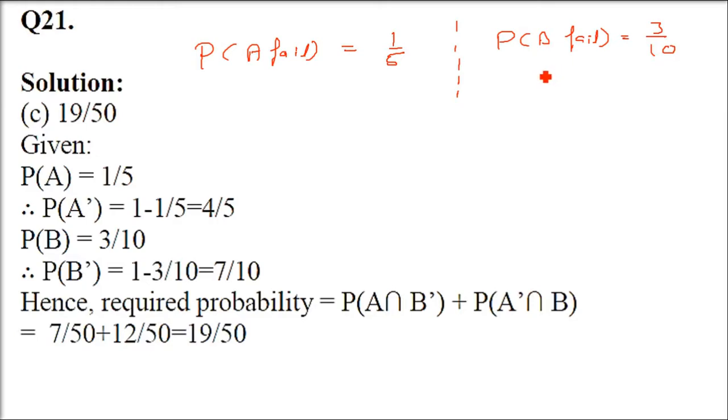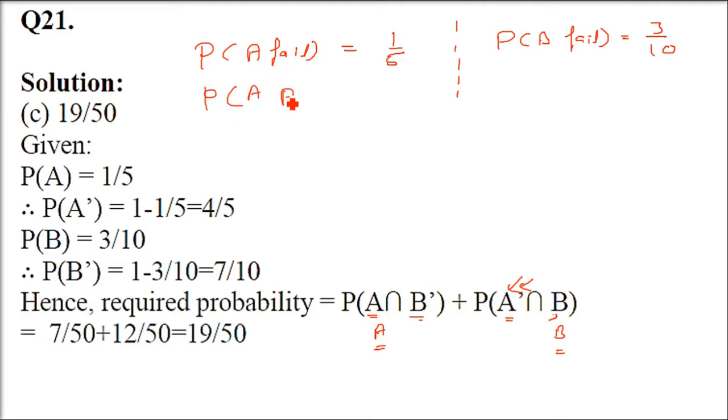So in order to do that, what we will do? See, this is A failing. So we are taking A fail and B pass intersection, and then A pass and B fail, that intersection. That is, if A fails, B passes, plus B fails and A passes. Right? So either A or B, this is what we have to find.